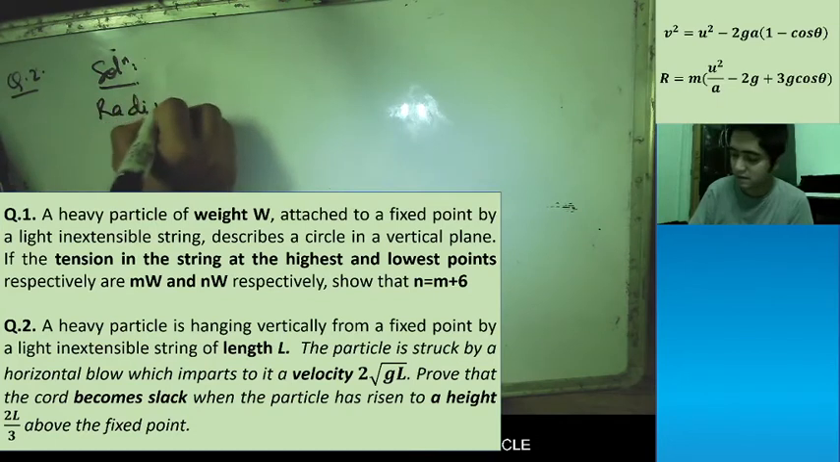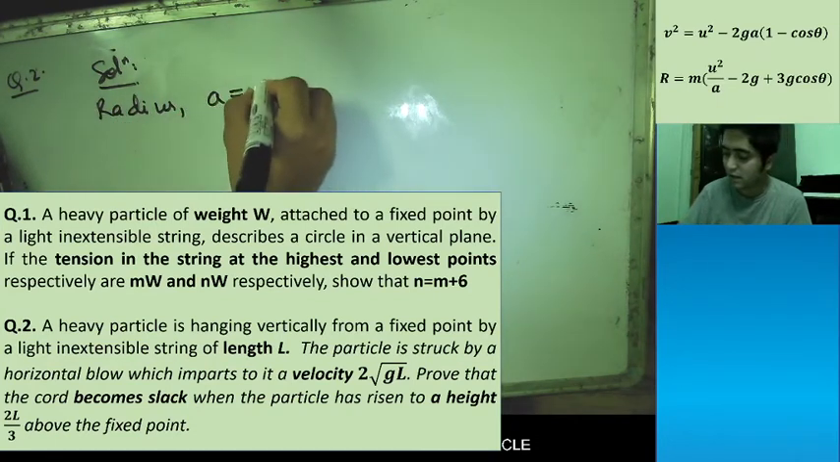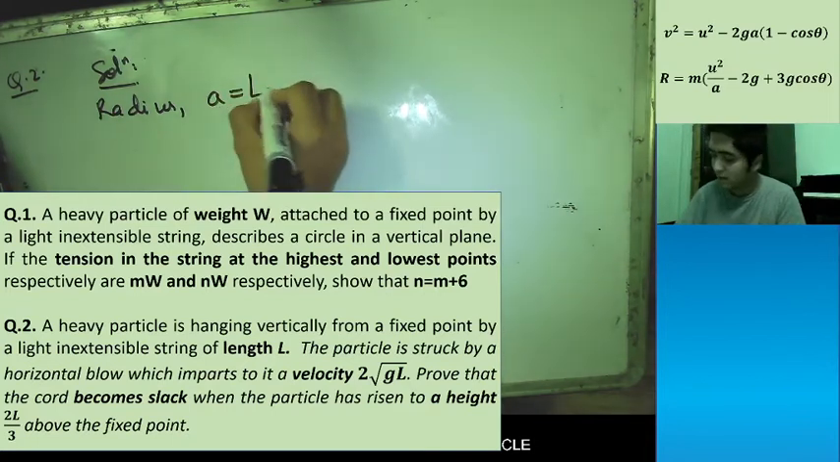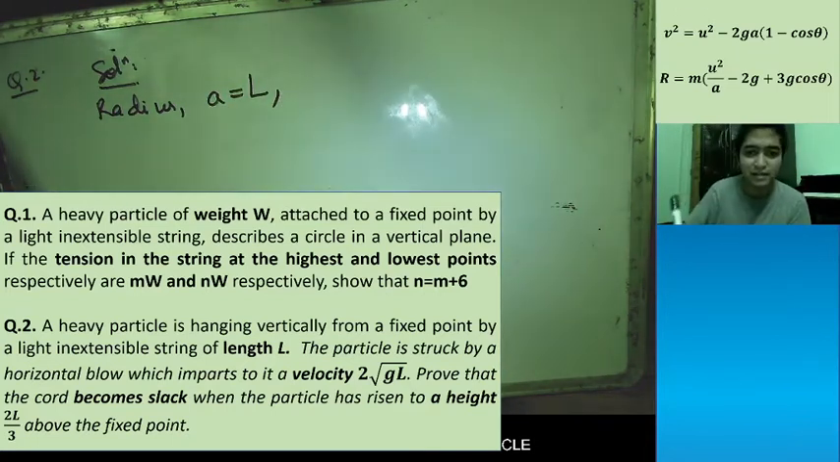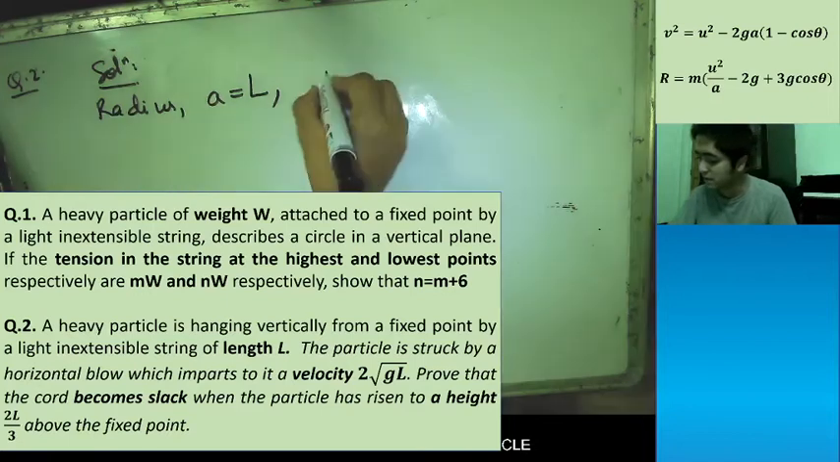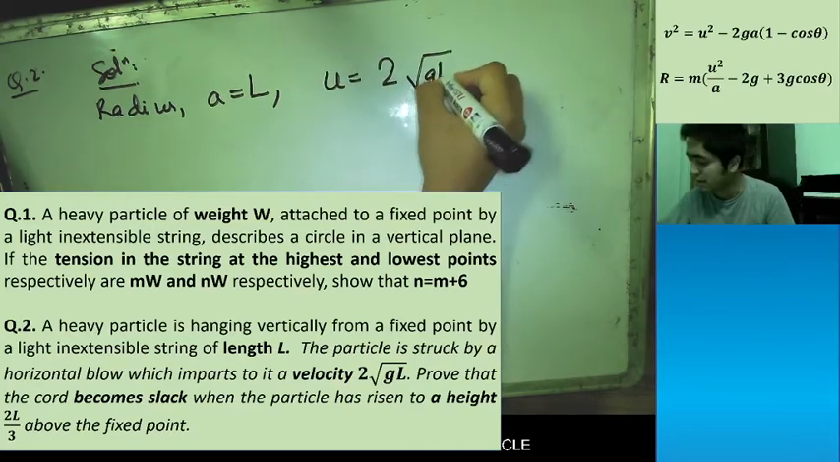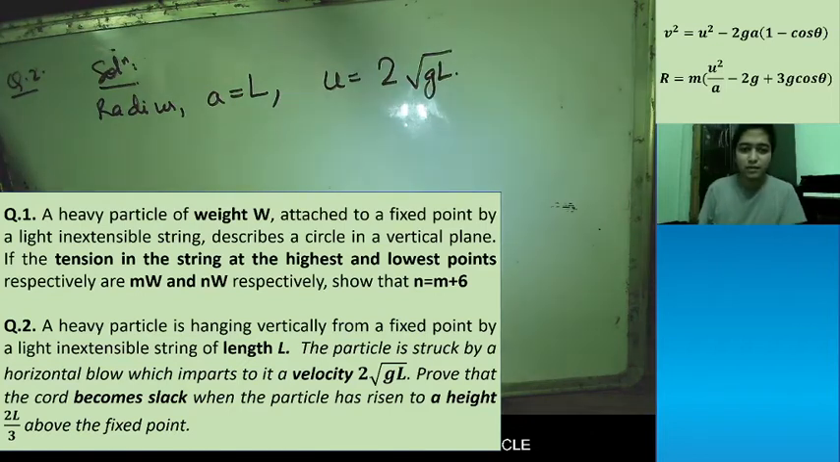Radius a is equal to capital L, and we are having that the initial velocity is equal to 2 root gL. Okay, so prove that the cord becomes slack.